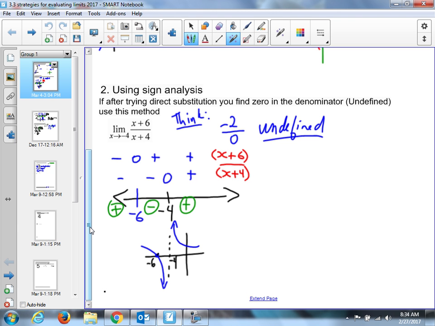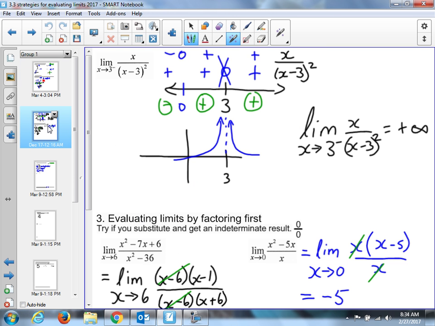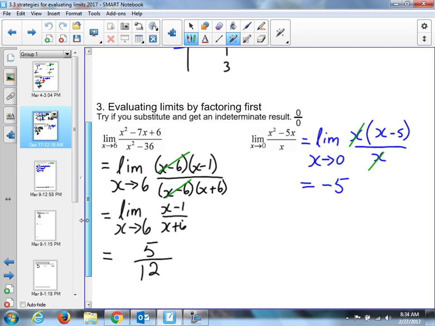Sign analysis. Sometimes you don't have to do sign analysis on something like this, but sometimes to organize your thoughts it is useful. Undefined, if you can be more specific, if it's from the left or the right, you could say positive infinity, negative infinity, increasing without ending. It's infinity, it's not a number. We looked at a couple of those.